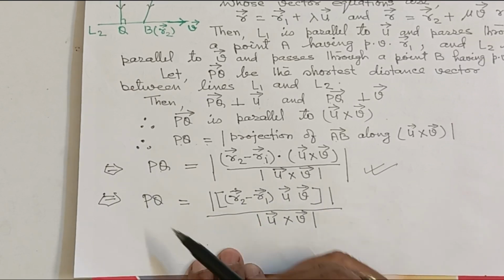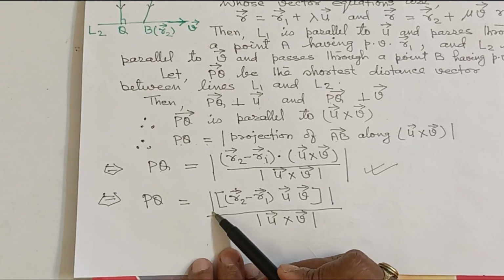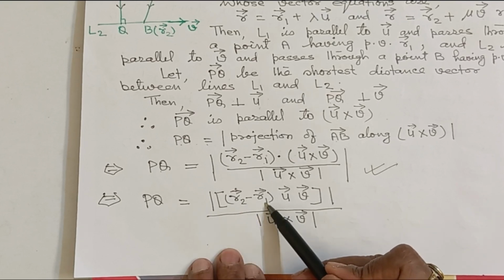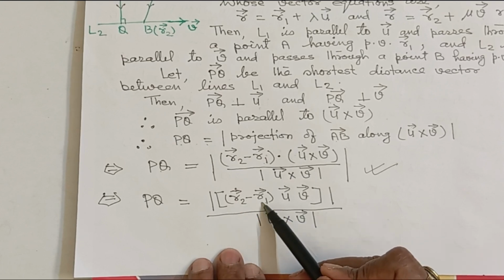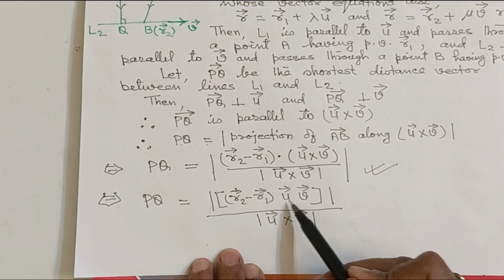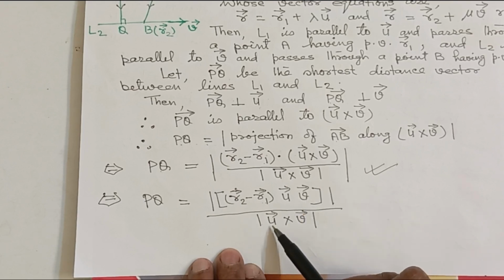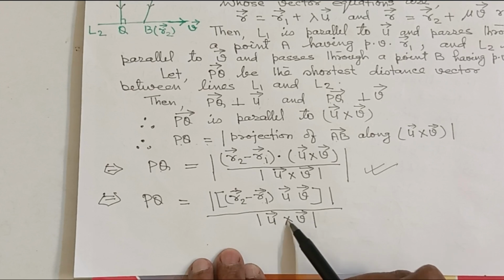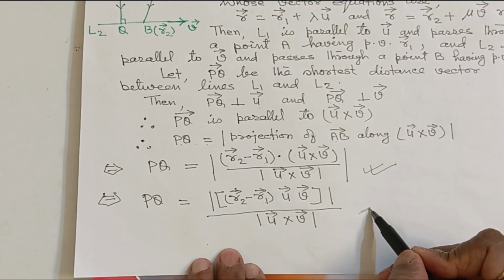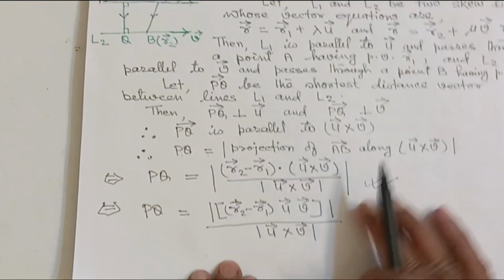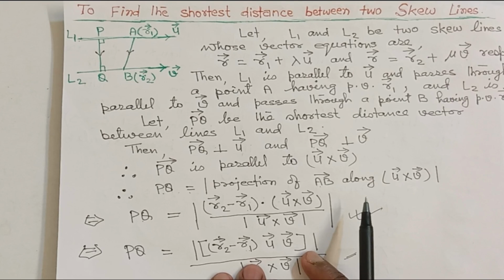And PQ we can write as mod of vector r2 minus vector r1 dot vector u cross vector v upon mod u cross vector v. This is the main equation of the shortest distance between two skew lines in vector form.